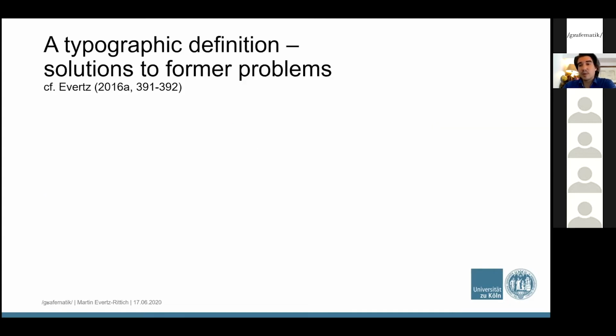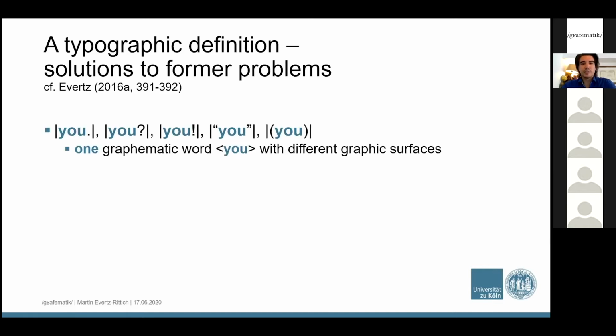So let's see whether we can solve the problems we ran into earlier. Here you see the "you" with different punctuation marks. And according to the definition I presented in 3, we have exactly one graphematic word, which is composed only of fillers. In this case, the fillers are the letters Y, O, and U. And you have different graphic surfaces. So we can answer these questions. We have exactly one graphematic word, but different graphic surfaces.